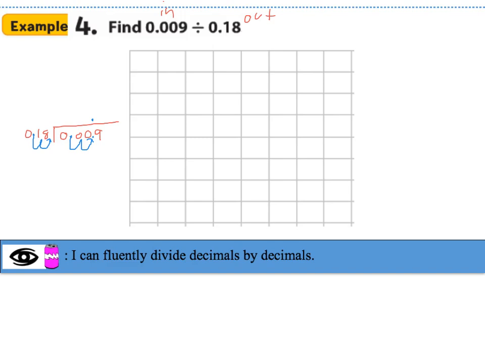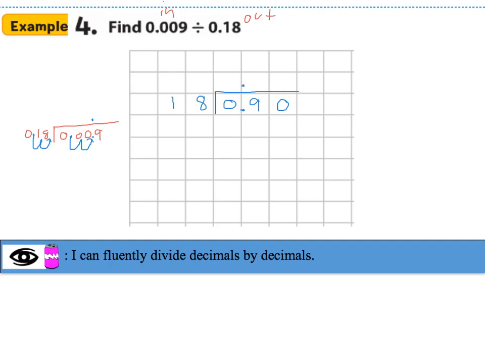So let's go ahead and rewrite these numbers inside of the grid so where it's nice and clean. So on the outside, I've got 18. And on the inside, I've got 0.9, and just for this case you can add zeros or annex zeros behind it and it doesn't change the value. And let's go ahead and add our decimal right into the top.